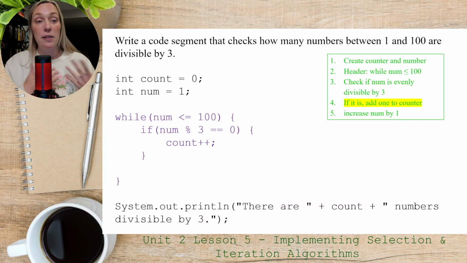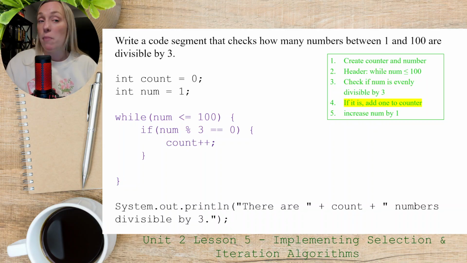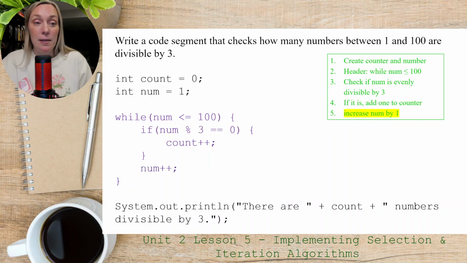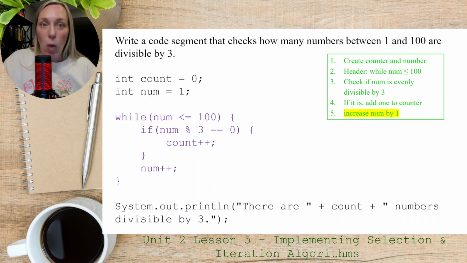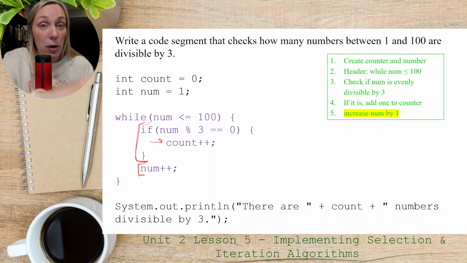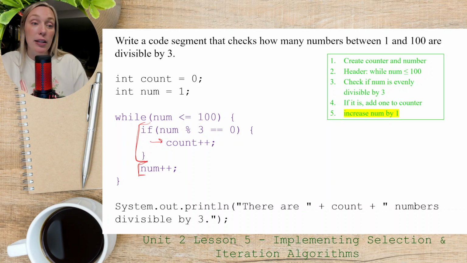And if it is evenly divisible by 3, I want to increase count by 1. Okay, so count plus plus. And then I want to increase num by 1 at the end of my while loop. Notice how I kept num on the outside of my if statement, because I only wanted count to increase by 1 if it was evenly divisible by 3.